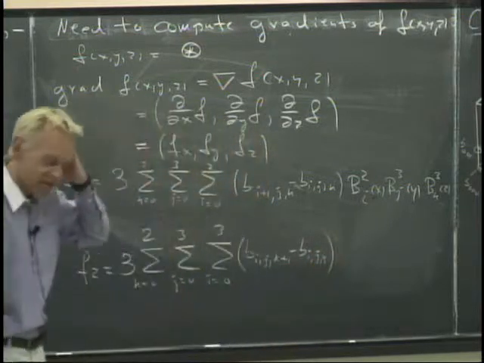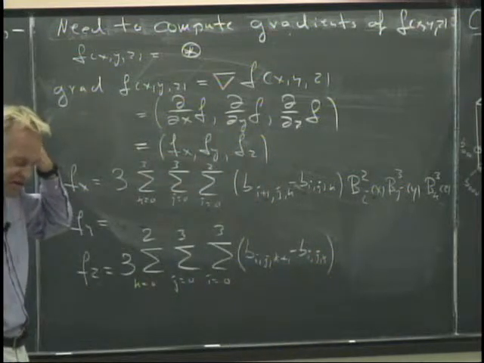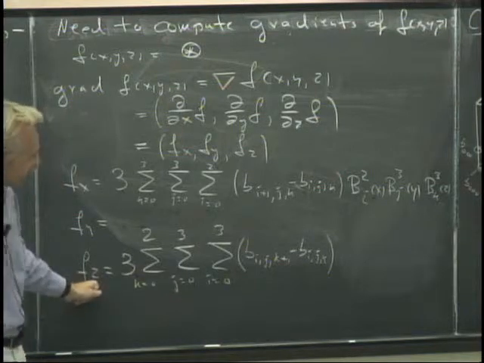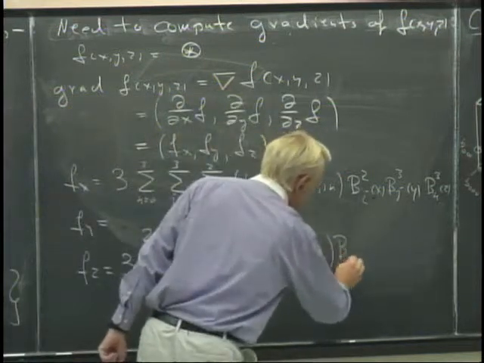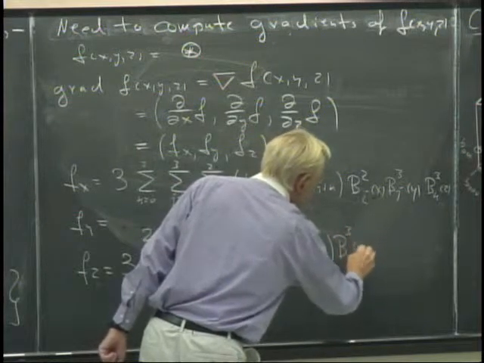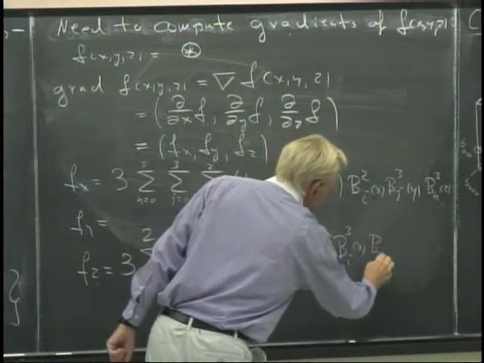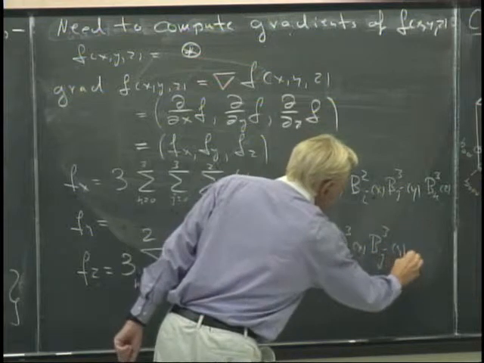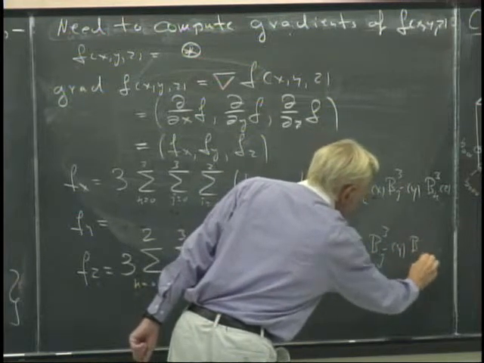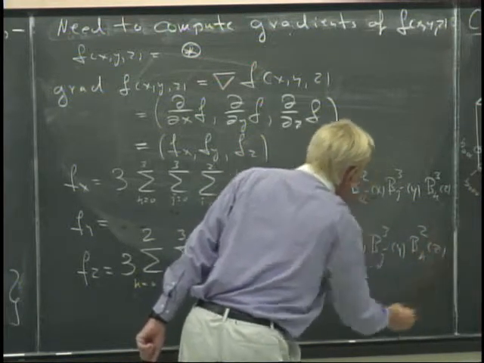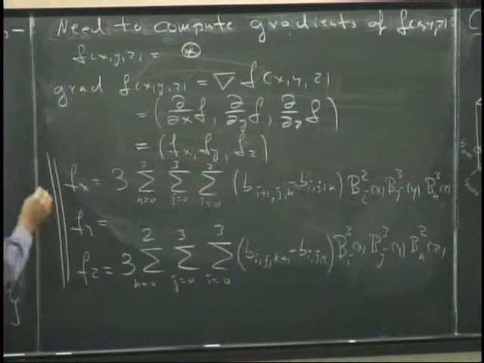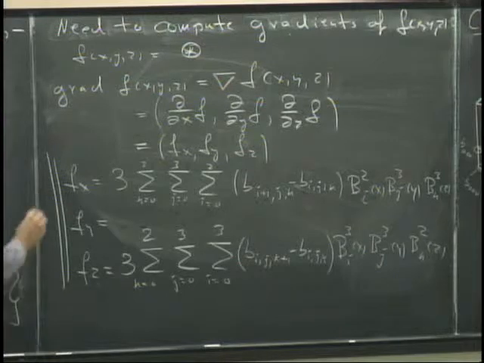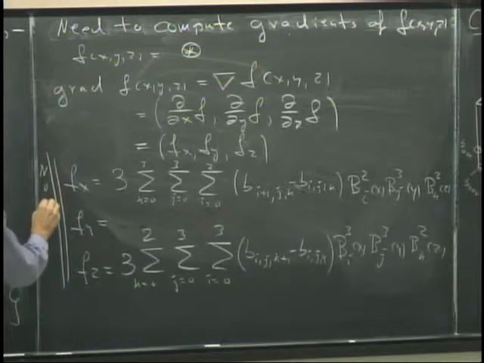times which degree goes down? The degree of the polynomials in the variable z, because I differentiate with respect to z. The others stay the same. So it has to be b i 3 of x times b j 3 of y times b k 2 of z. These are the ones that I need for my normal computations.